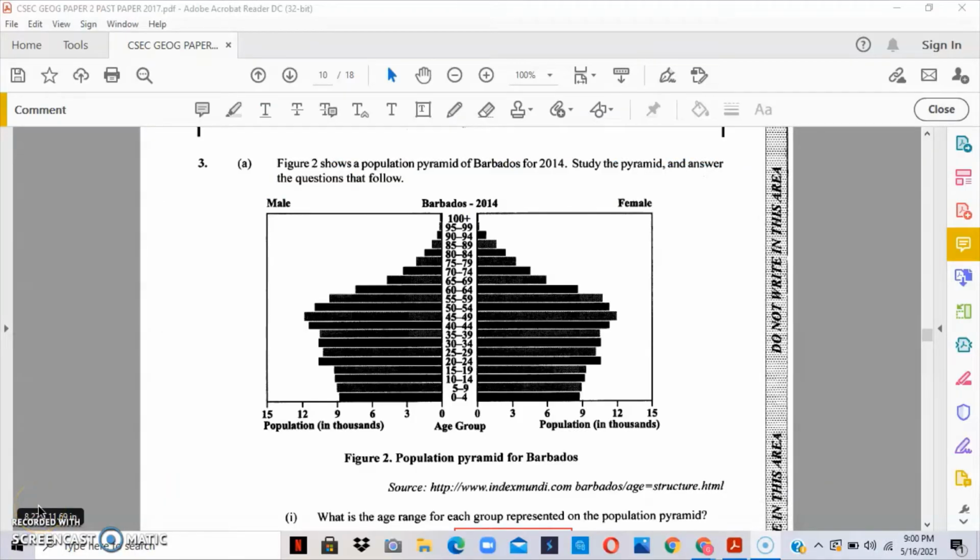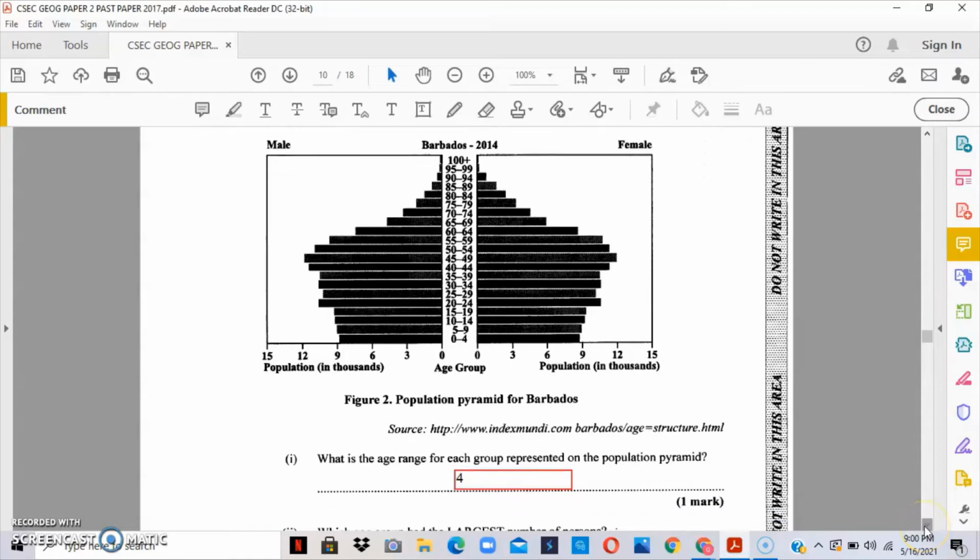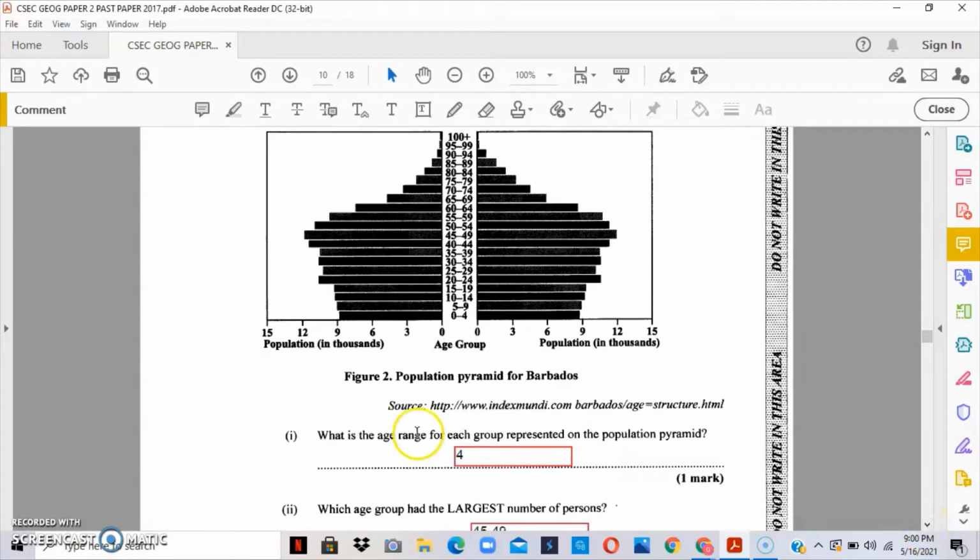Question 3 on the May-June 2017 paper shows a population pyramid of Barbados for the year 2014. We are to study the population pyramid and answer the questions that follow. So the first question asks that we determine the age range for each group represented on the population pyramid. Now the answer is 4.